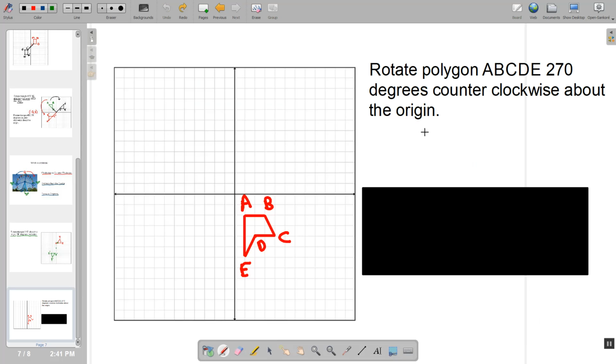So let's do one more example here. We have polygon ABCDE, which is this crazy monstrosity down here. And we're going to rotate it 270 degrees counterclockwise around the origin.